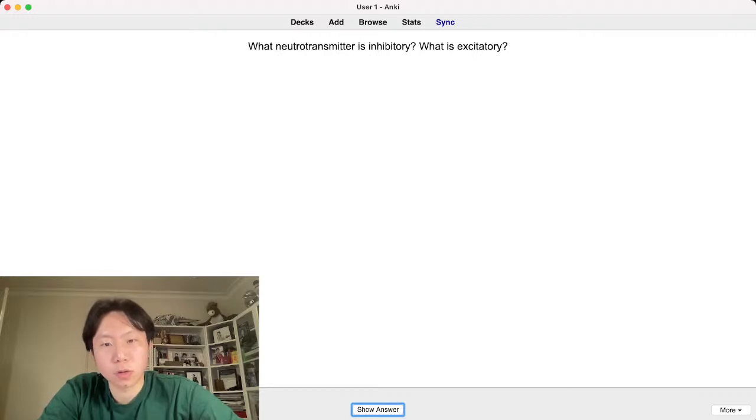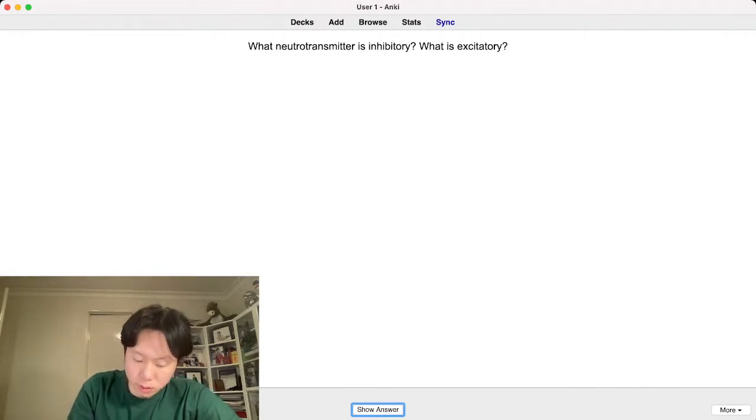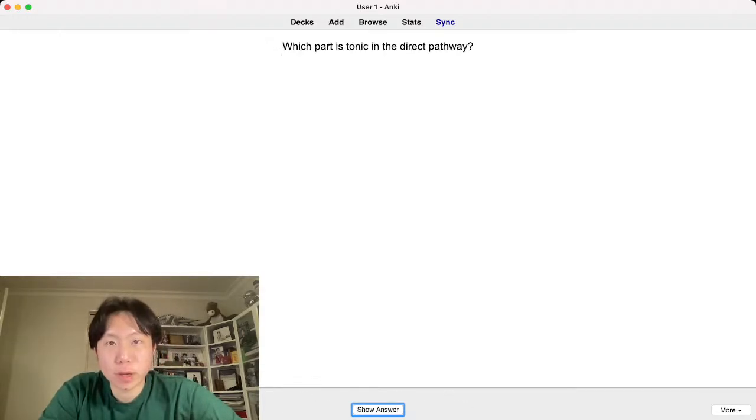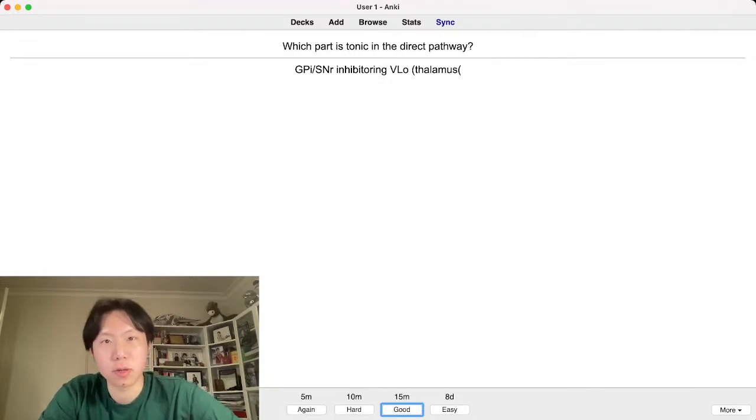Inhibitory is GABA. Excitatory is glutamate. I guess glutamate sounds like glucose. GABA inhibitor. Which part is tonic? Oh, the substantia nigra plus globus pallidus internus to the VLO part, and one more. Oh, okay, no. Alright, just that one.